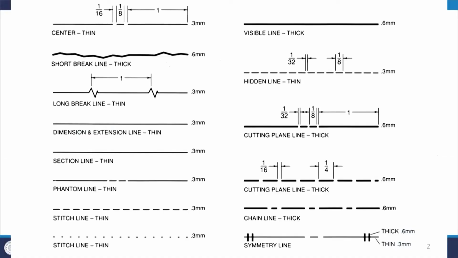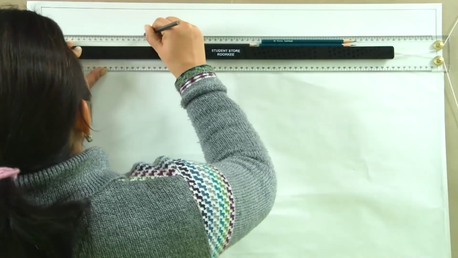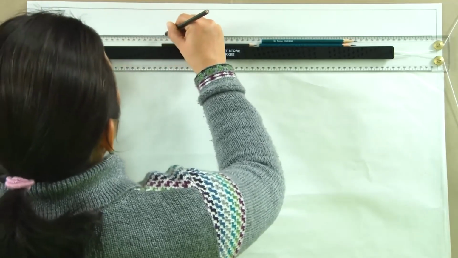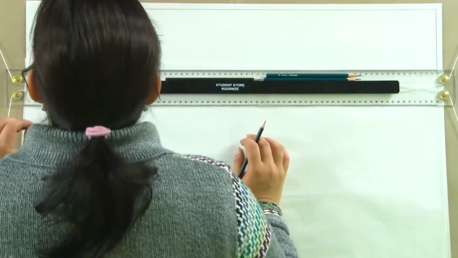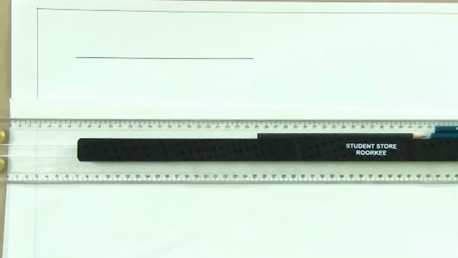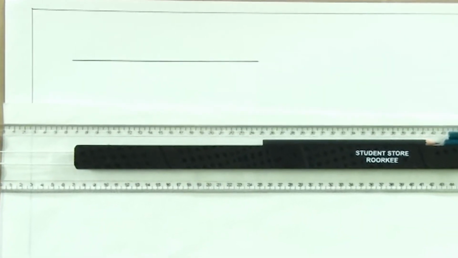So the first line that we are going to look at is the visible line. Whenever in an object something is visible, it could be either in section or in elevation, we will draw a continuous line which is called a visible line. Now this line that we are talking about is a thick line, because this is what we are going to be seeing. So whenever we draw on a sheet, we will have a thick visible line, and I am going to simultaneously write the different names for this.